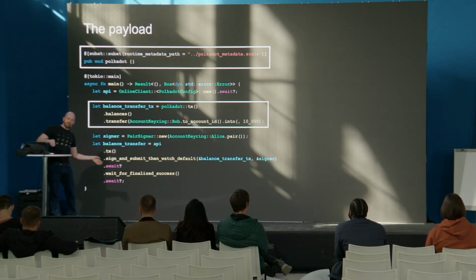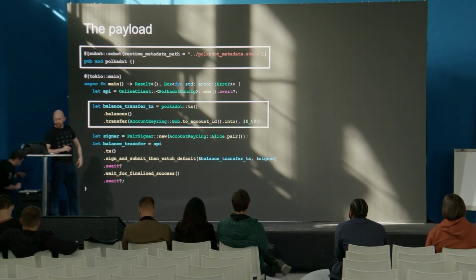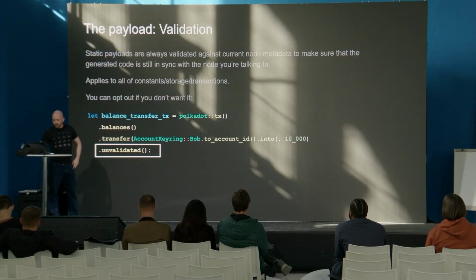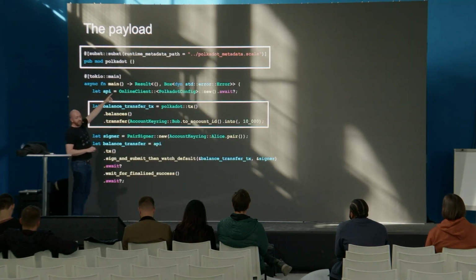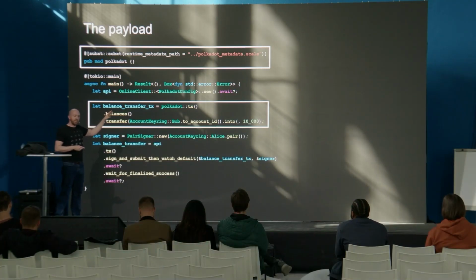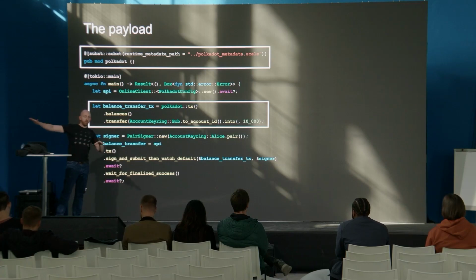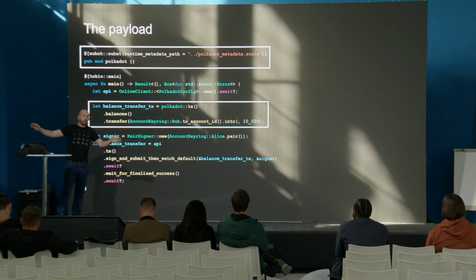So that's the client. I want to talk quickly about the payload next, and the payload is the stuff that you submit to a client. One thing, something I've kind of glossed over so far, is that we are always generating our static interface and then making use of that static interface when we talk to a node. One of the questions is, how do we know whether that static interface is actually in line with the node you're talking to? Maybe the node has been updated since you generated that interface. Maybe things have changed, and maybe that interface isn't valid anymore.